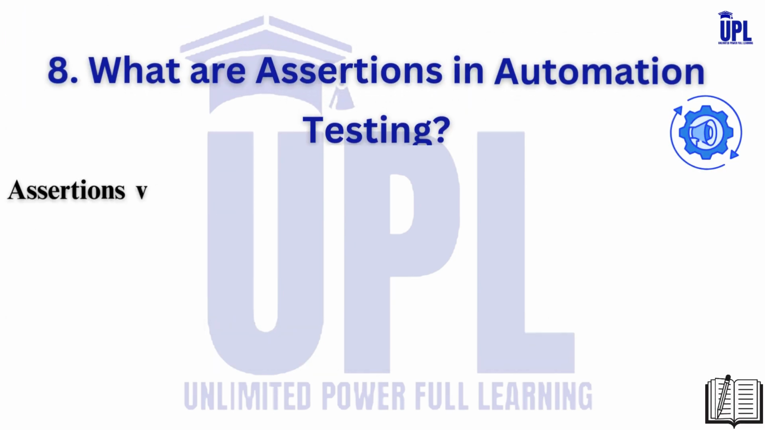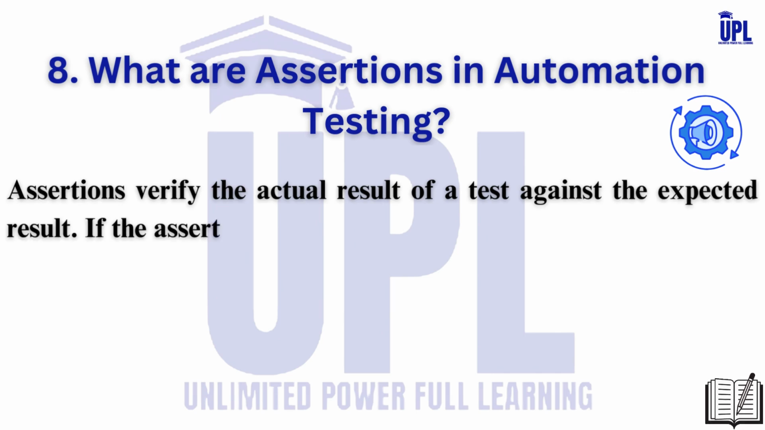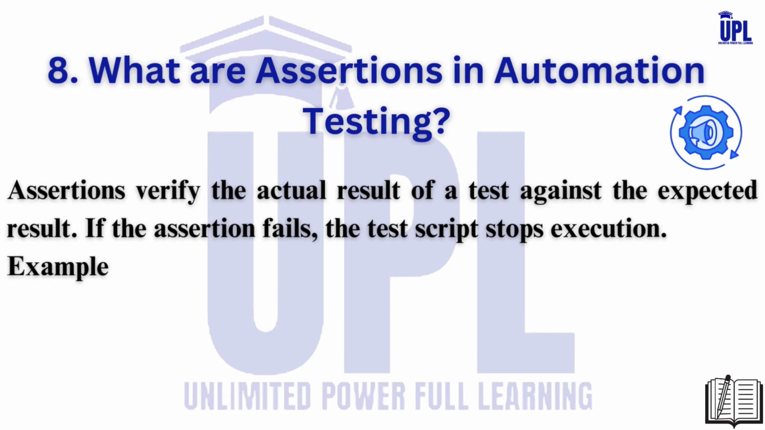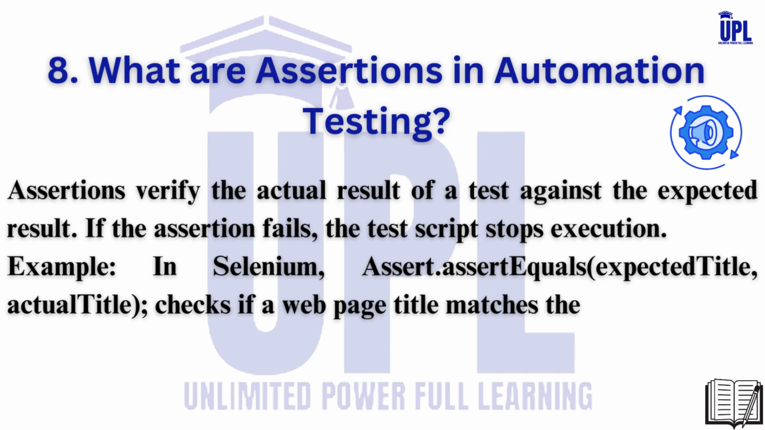The eighth question was, what are assertions in automation testing? Assertions verify the actual result of a test against the expected result. If the assertion fails, the test script stops execution. Example, in Selenium, assertEquals(expectedTitle, actualTitle) checks if a web page title matches the expected title.